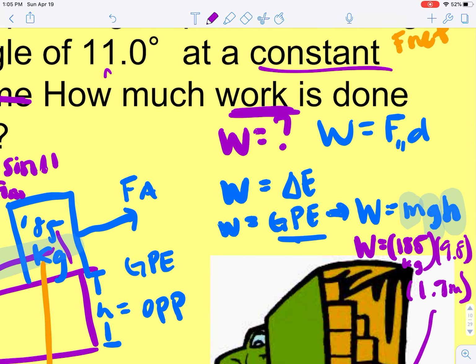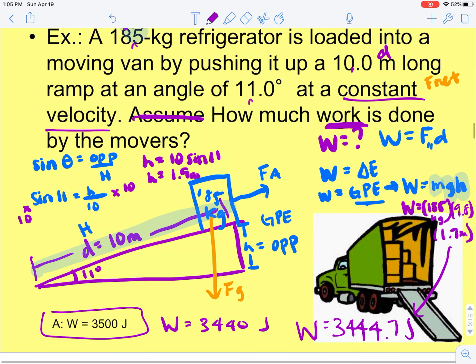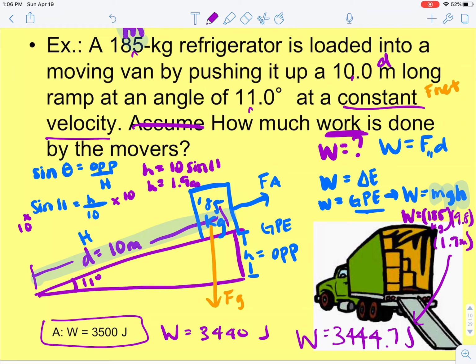But really, if you paid attention to this part, it made it easier. So I didn't have to find the x and y components of that weird force at an angle. I know the work is equal to the gravitational potential energy gained, and I can find the height fairly easily.